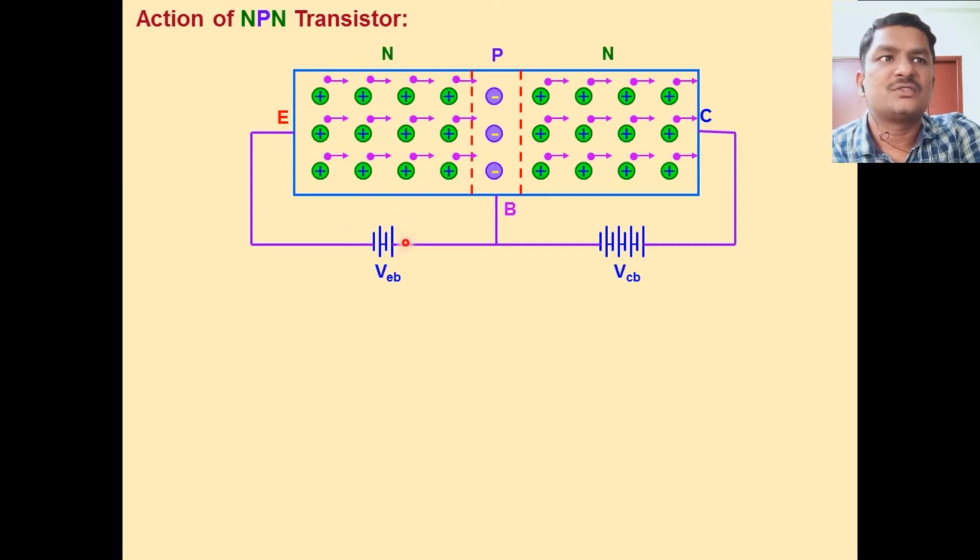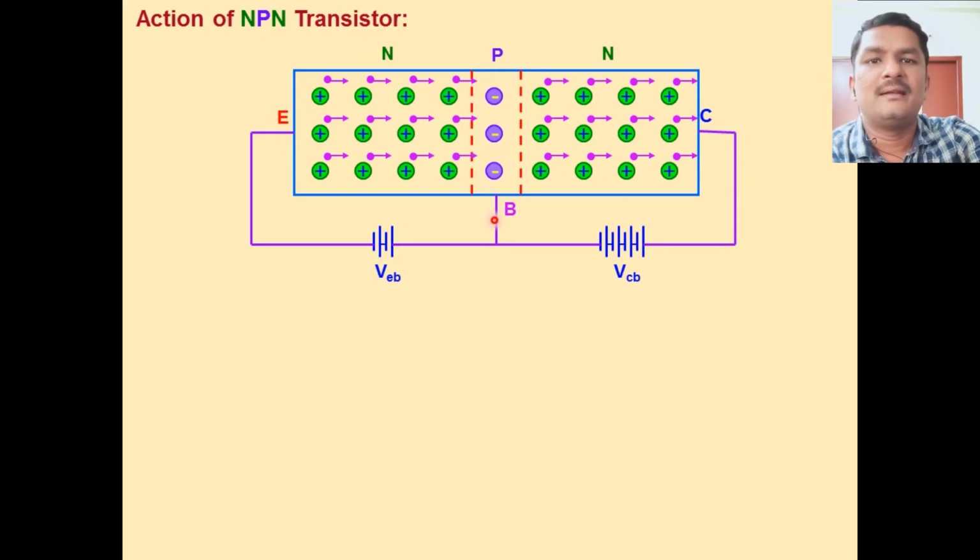Look at this. Emitter base junction is joined in forward bias condition because this is n-type semiconductor. N-type semiconductor is connected to the negative terminal of the battery and p-type semiconductor is connected to the positive terminal of the battery. So the emitter base junction is forward bias. Note down that in a transistor the emitter base junction is always connected in forward bias condition only.